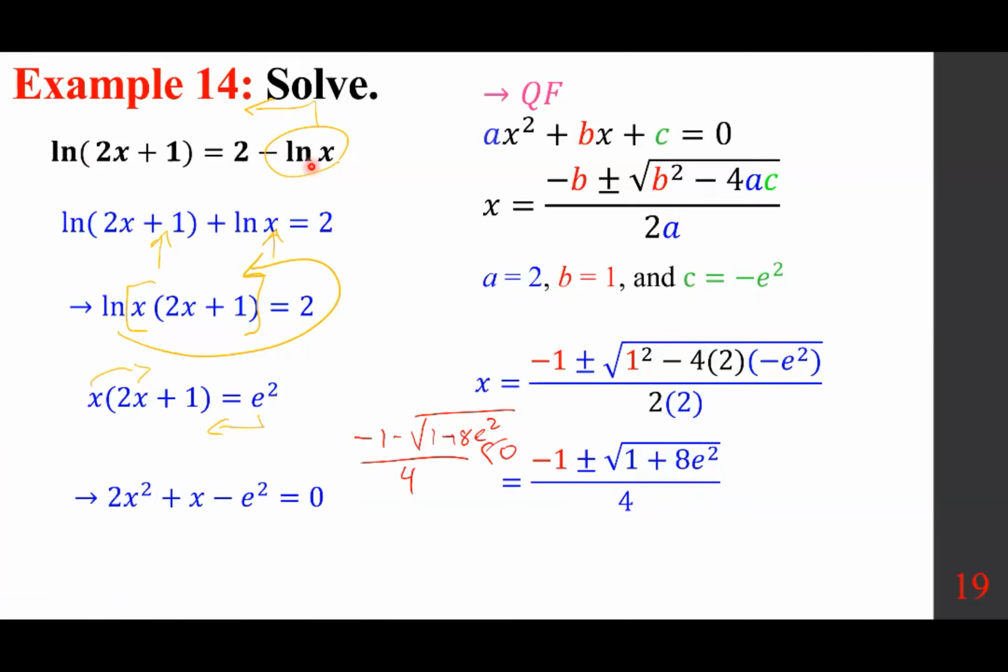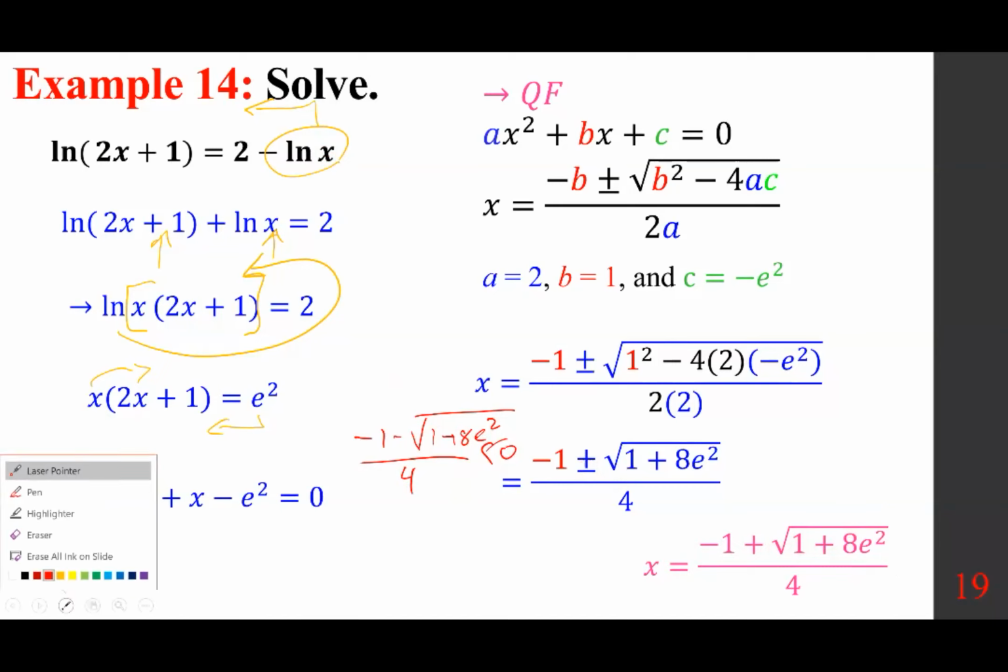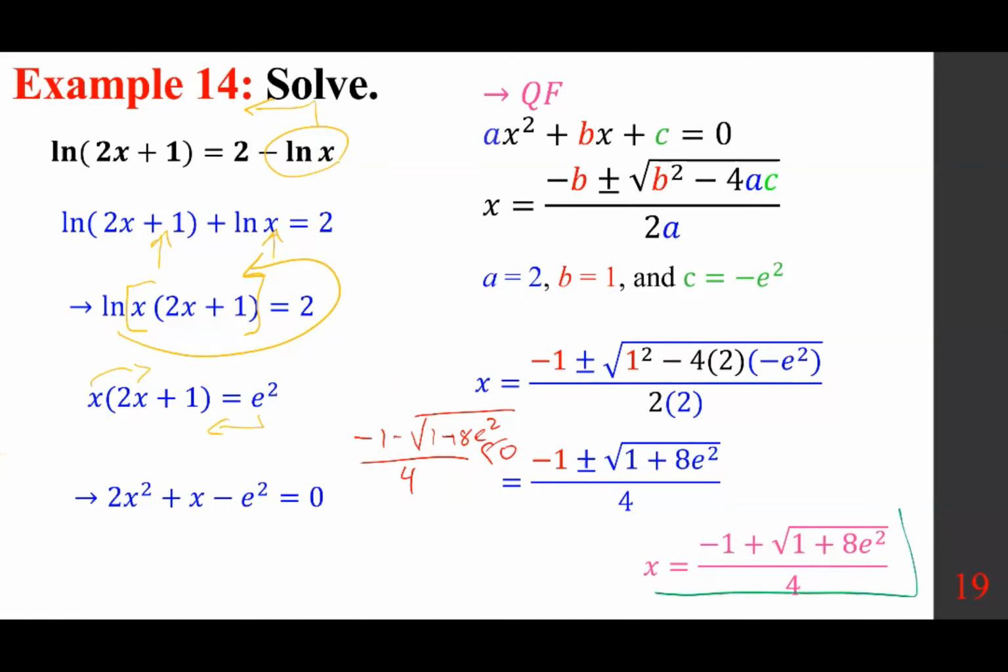Why not? When you go back to the original equation, this argument must be positive, so it's easy to deal with. X must be positive. This is out, so the only positive one is acceptable. And by the way, this expression is positive. So this is the only acceptable solution. Again, two solutions, only one of them works, because you should always go back and check.